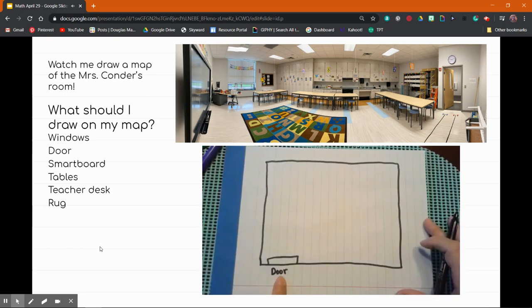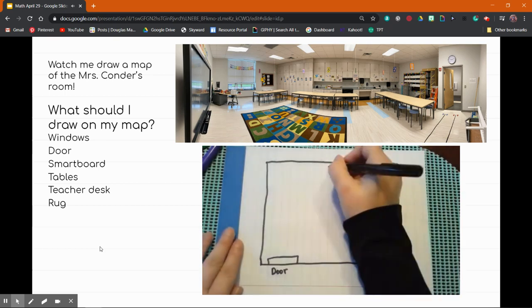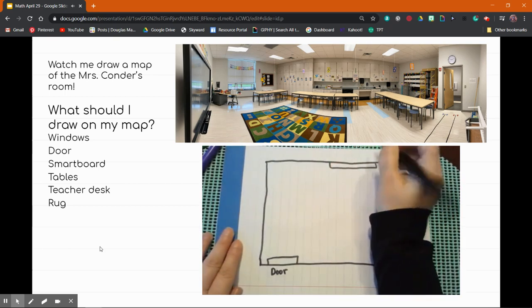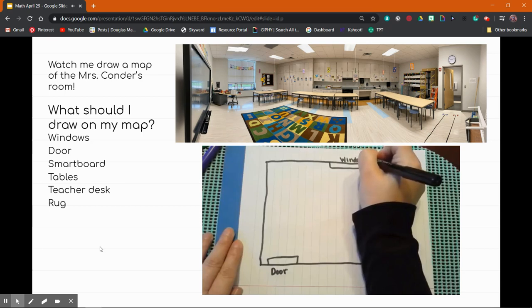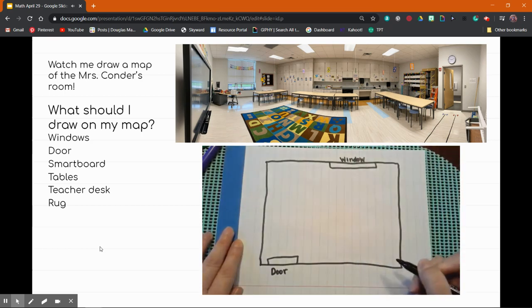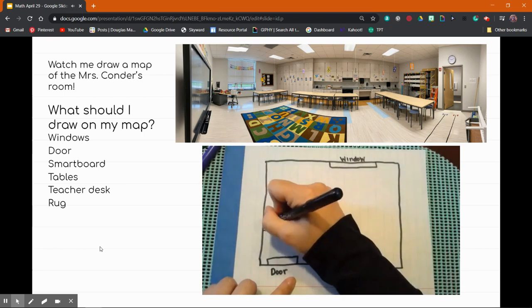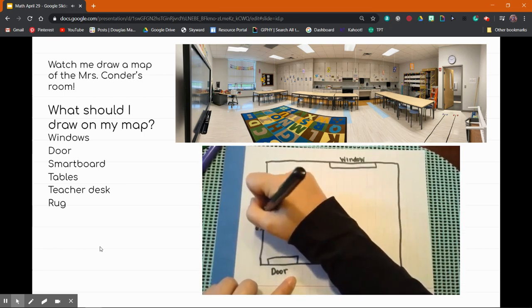So as I walk in the door of the art room, one of the very first things I see all the way back here, because it's one of the biggest things in the room, is the window. So I'm going to draw a thin, long rectangle for the window. Okay, something else I see as soon as I walk in the door is over here on this wall, and that is the smartboard.